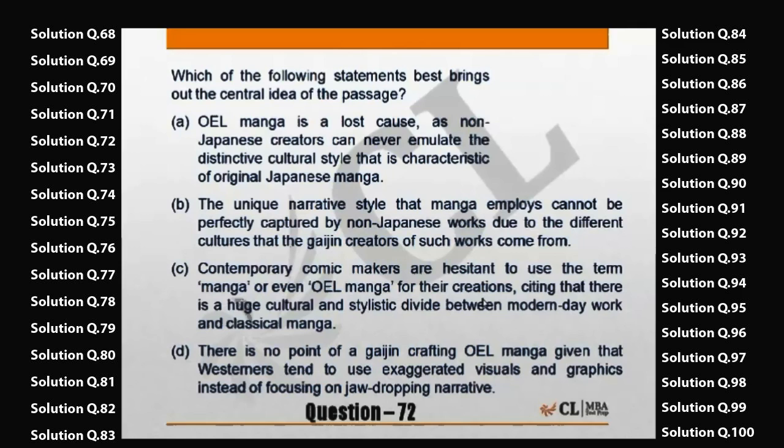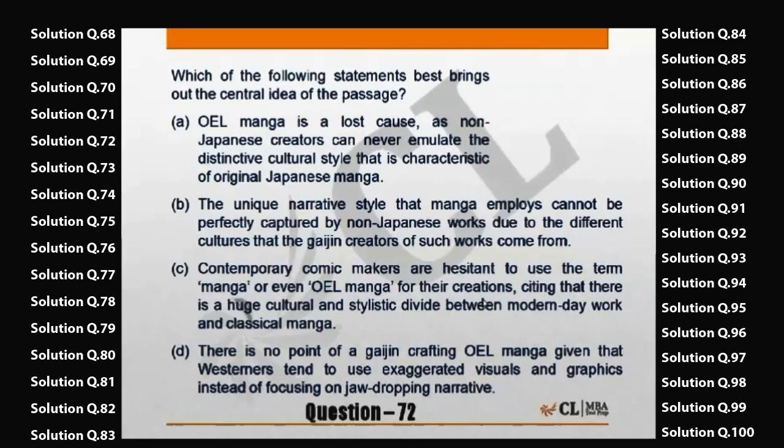Now, the point here is that the entire passage wanted to bring out the deficiency that non-Japanese comic makers face. Since they are not Japanese, there are certain things, for example, certain cultural characteristics or cultural styles that they do not understand, or maybe an original Japanese comic maker would understand these. So that is why non-Japanese comic makers deal with this cultural deficiency, and this is why they cannot match original Japanese manga or original Japanese comics. This is the theme in the passage, which is brought out explicitly in option B, and that is why it becomes the correct answer. Option A calls OEL a lost cause. Now, this is something which is not supported by the passage.